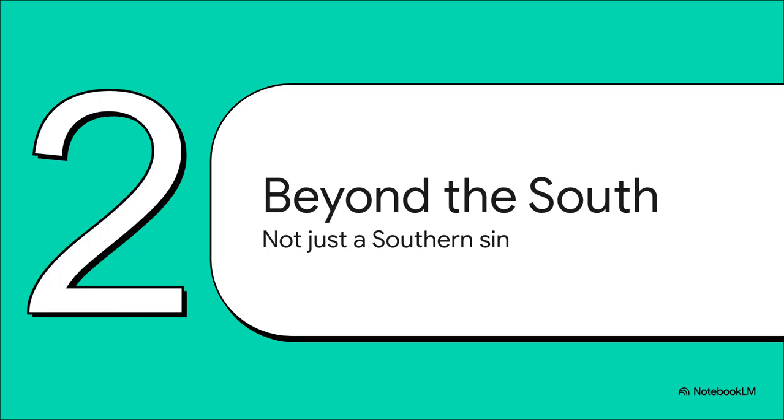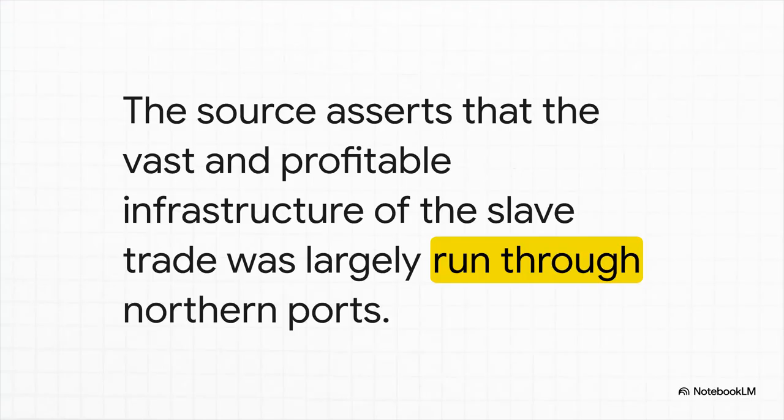So, to start chipping away at this cartoonish view, the source first wants to broaden the map. It argues that the idea of pinning slavery only on the American South is, and I'm quoting here, totally absurd. And the first point it makes is all about the North's deep economic connection to slavery. It really emphasizes that it wasn't just about a few individuals owning slaves. The whole massive, profitable machinery of the slave trade itself was largely run out of northern ports, which means the entire region's economy was tied into it.